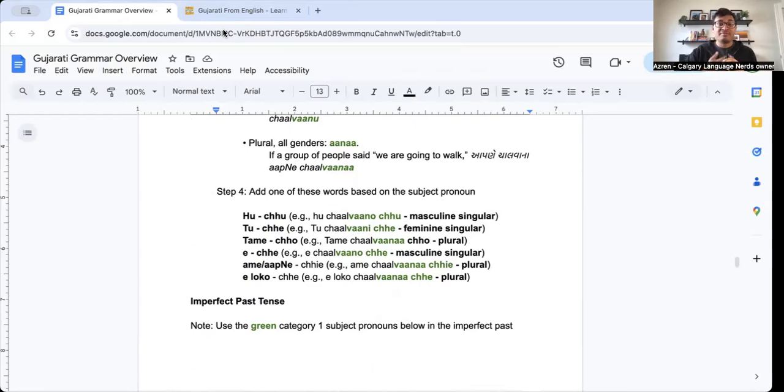So if I'm the one doing it, we're going to add chu. Hu chalvano chu for masculine, hu chalvani chu for feminine, and so on and so forth, right? You're going to walk, tu chalvano che, tu chalvani che, right? Tame chalvana cho, e chalvano che, e chalvani che, e chalvana che, right? Ame apne chalvana chie, we add chie at the end, and e loko, we just have che.